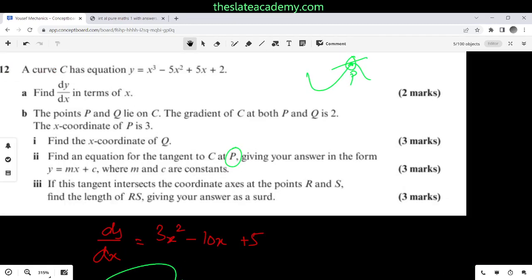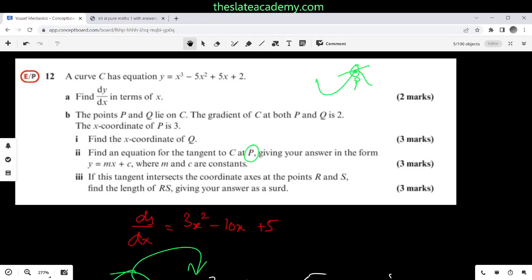Are you following me or not? I am. Okay, so for this point I know that the x coordinate is 3. I don't know the y coordinate. So if I put x is equal to 3 in this original equation, I will get the y coordinate also. Okay, yeah, I see. I was thinking of doing something else, but yeah, that would work.